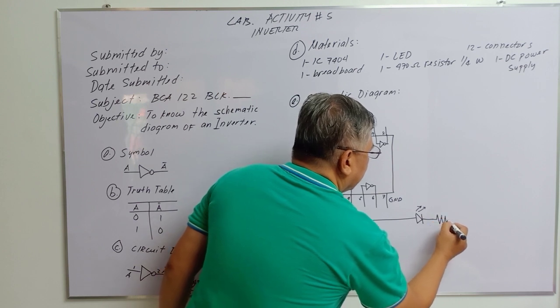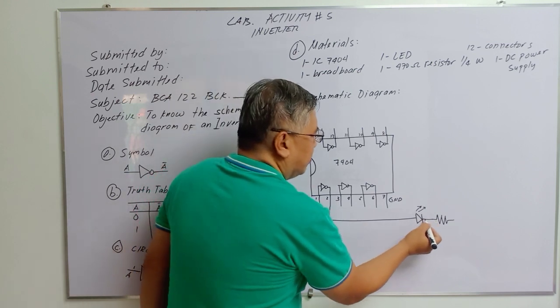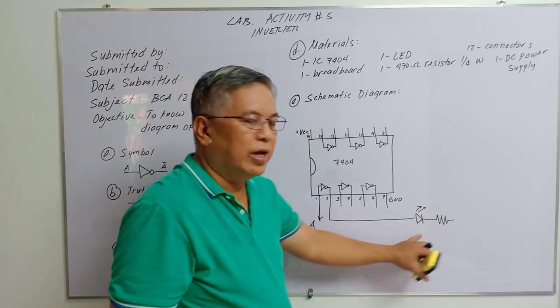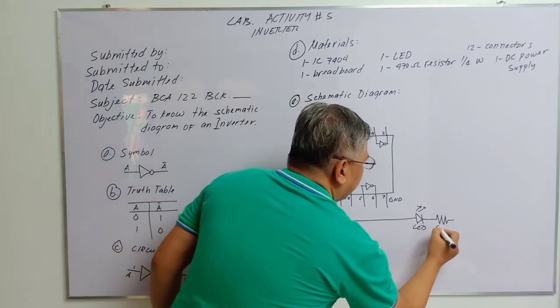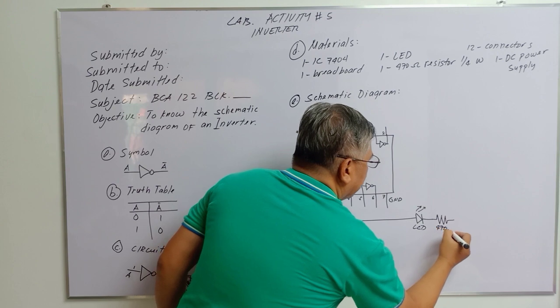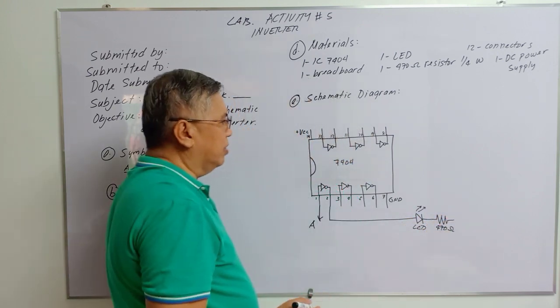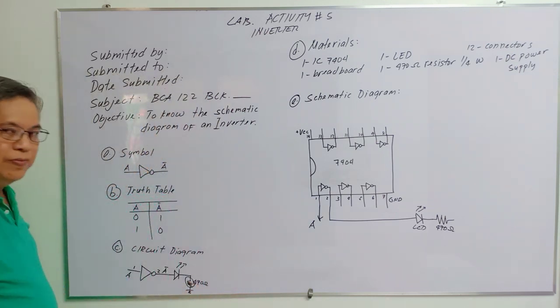Okay? One of the terminals of your resistor is connected to the negative part of your light emitting diode. So again, this is your lead, and this is your 470 ohms resistor. Now, the other terminal of your resistor, if you notice, is connected to the ground.